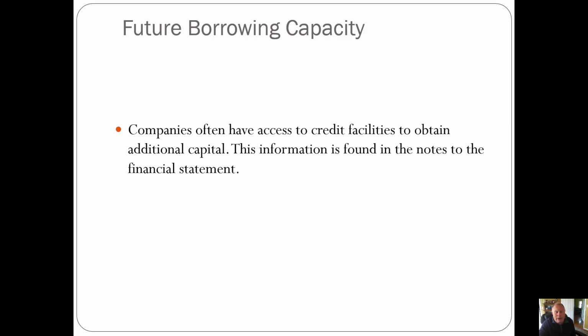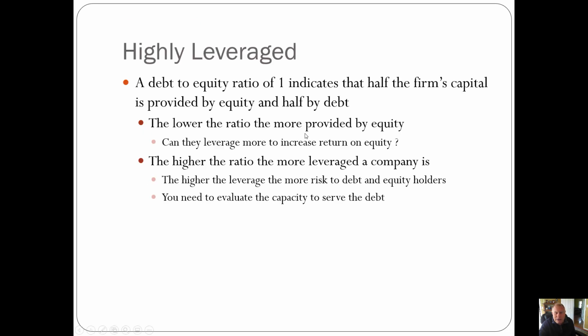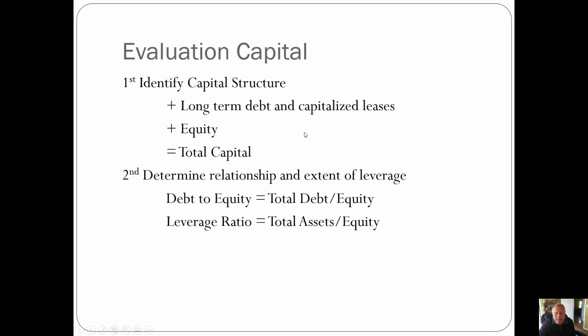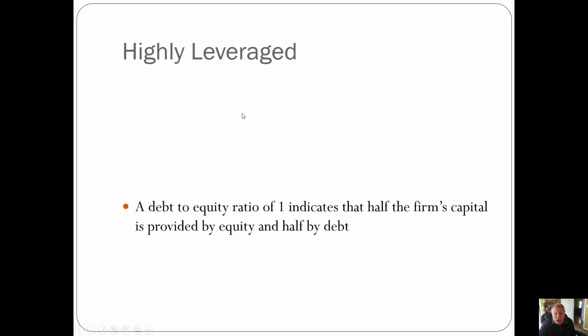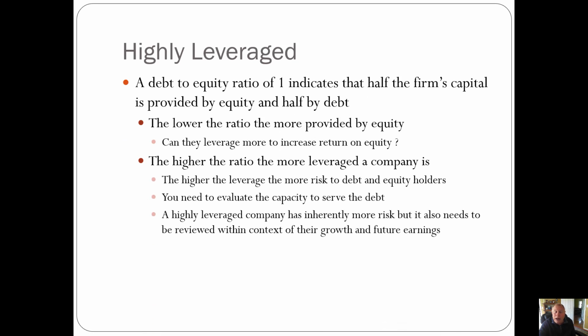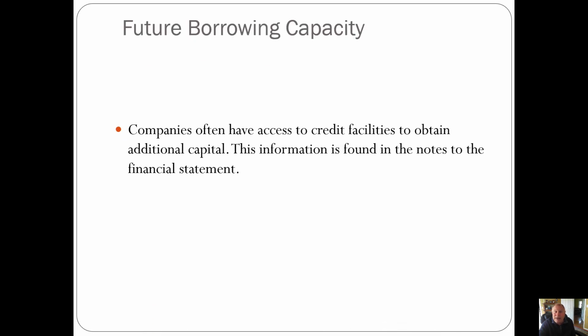Future borrowing capacity. What we just talked about here is on balance sheet. So this is the debt and capitalized leases on the balance sheet. And not all opportunities to fund growth are on the balance sheet. We'll call that off balance sheet. A lot of companies have arranged credit facilities to obtain additional capital. They don't always have it on their books. It's available to them. And we're going to talk about that in the next video.